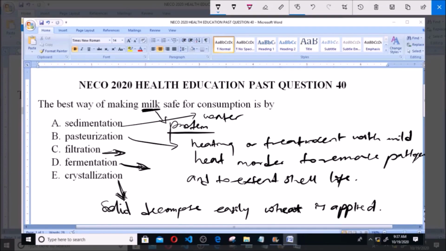So the correct answer to this question, like I have said, is option B, pasteurization. It is the best method used to make milk safe for consumption, because it helps to remove pathogens and also extend the shelf life of milk.